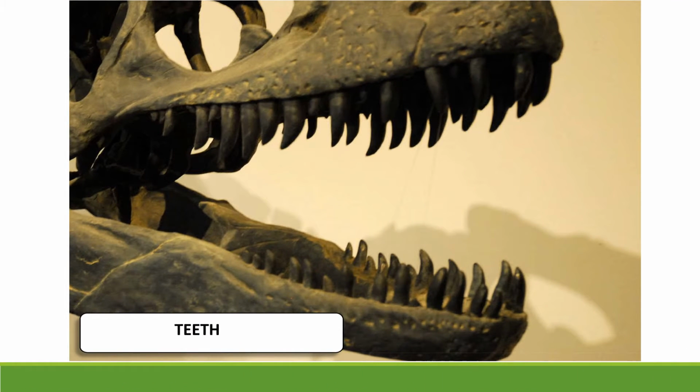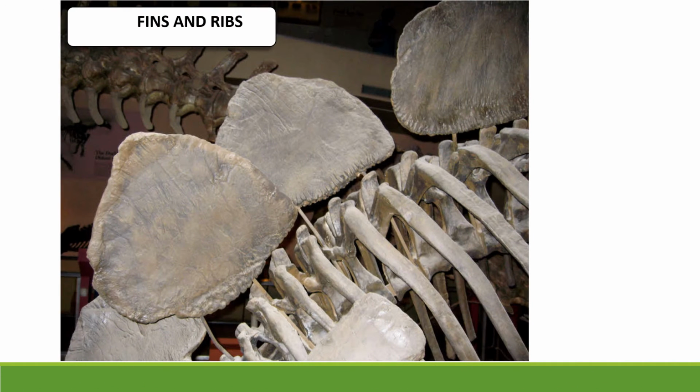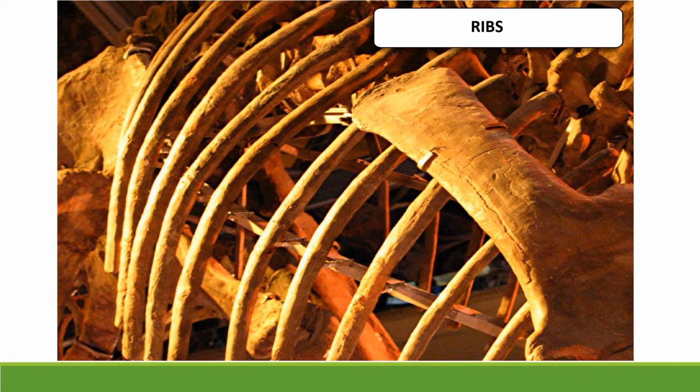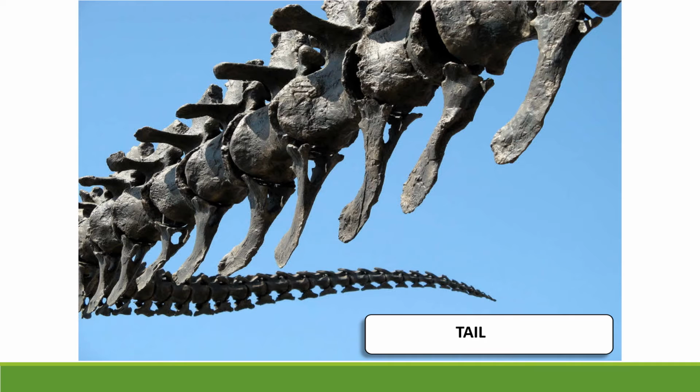That's the teeth of the dinosaur. That's the fin and the ribs. This probably should be from the Spinosaurus or probably the Stegosaurus because they are the ones that have like a hunch in the back. Okay, so here are the fins and ribs. Then this is just the ribs from one of them as well. The tail.